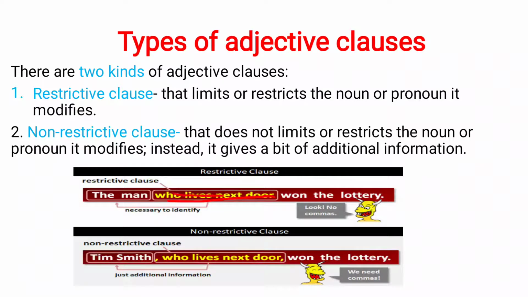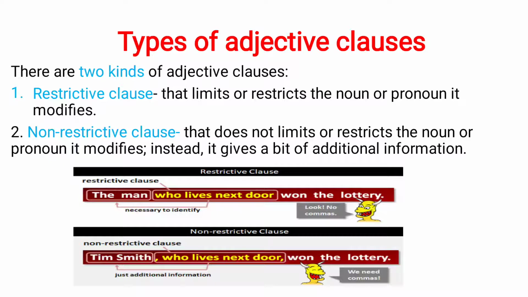Let us try to remove this clause from here. So what will come out? The man won the lottery. Now here the meaning of this sentence will change and we won't be able to understand about which man we are talking. So this clause plays a very important role in this sentence as it is restricting the noun man.